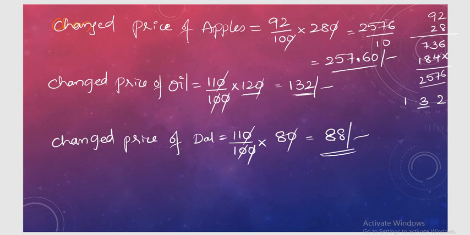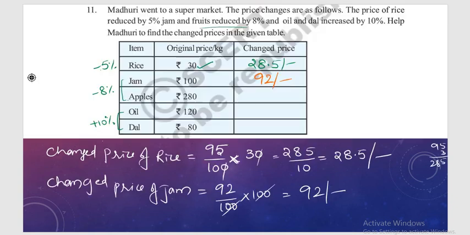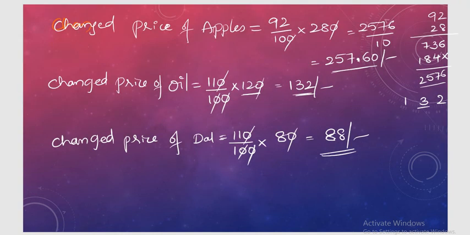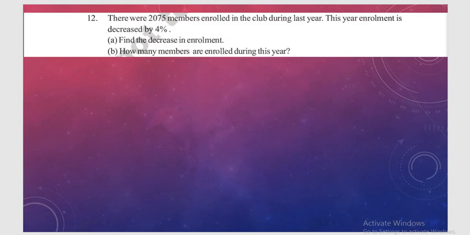So these are nothing but the prices of those particular items, right? So for reduction you can directly reduce the value and you can directly multiply. For increment you can directly add them up, right? Next, moving on to one more question.